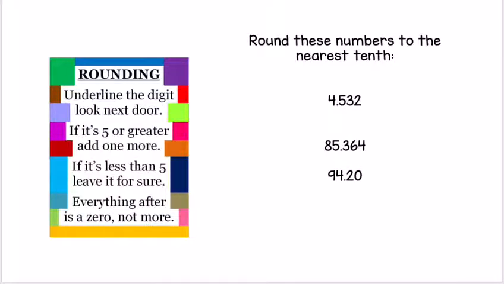Look next door to see the 3. Decide whether it's greater or less than 5. As it is a 3, we know it's less than 5, so we leave the underlined 5 alone. You then swap the rest of the numbers to a 0. Work through the other two, and I'll tell you the answers in a moment.